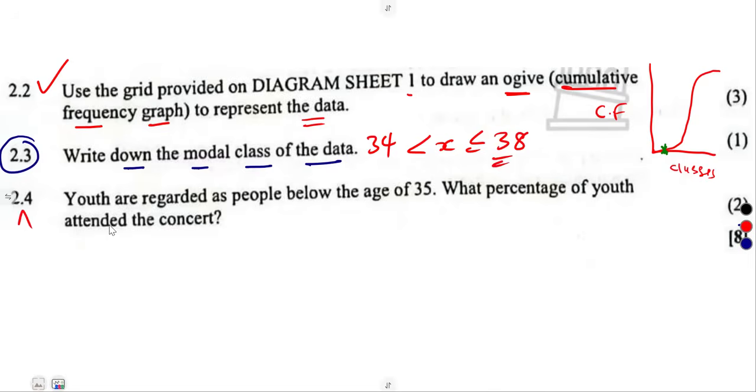Then 2.4, the youth are regarded as people below the age of 35. So when we say someone is a youth, we're talking about someone who is less than 35 years. So we are saying the youth are regarded as the age that is below 35. What percentage of youth attended the concert?